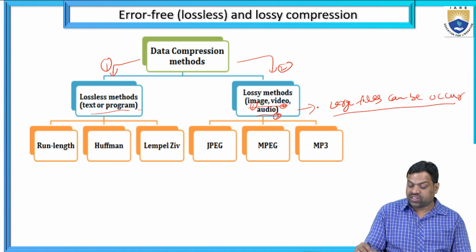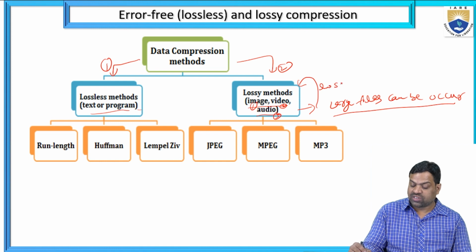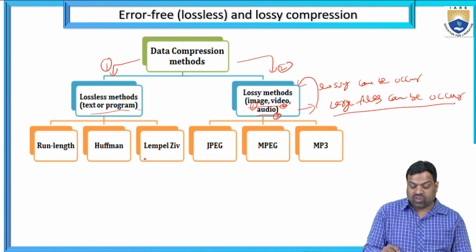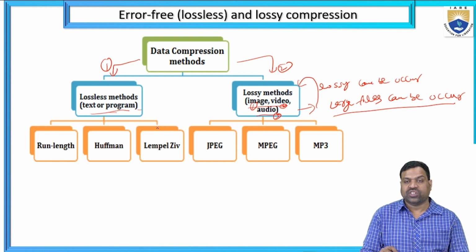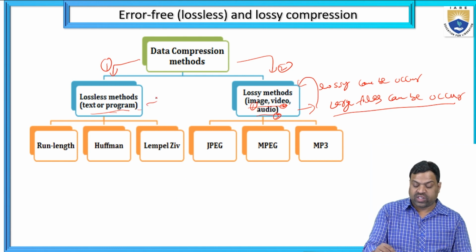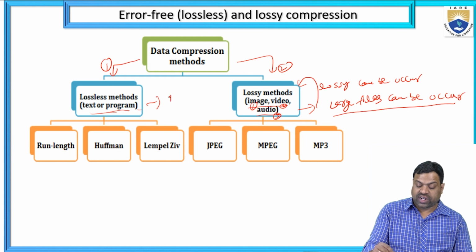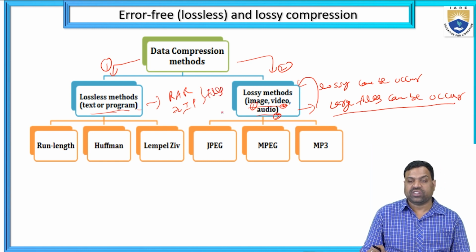So that is the reason maybe the lossy can occur. So lossless methods, lossless means text or program. With text or program we can't lose anything, that is lossless. Examples are RAR files, zip files like this. These files are secure, we are securely archiving those files. So that is a lossless method, and the lossy methods are image, video and audio.